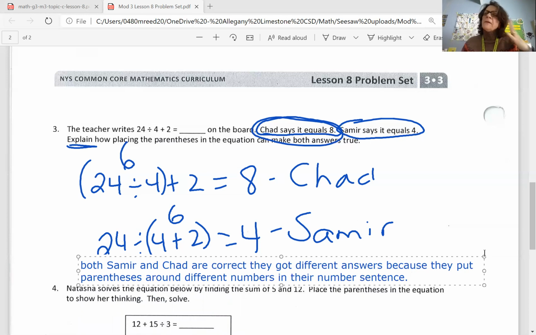So we just want to give some kind of an explanation to support our work. We wanted to prove that they're both true, and we did. They both have correct answers. They just went about it a different way. Their parentheses made their answers different. Okay, now let's see the next problem.